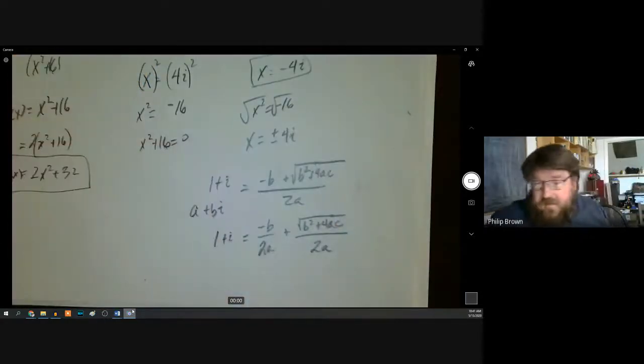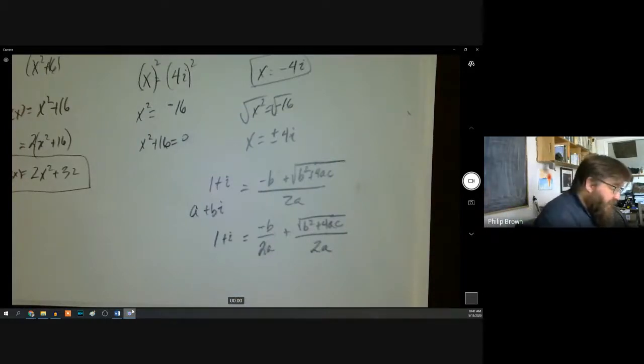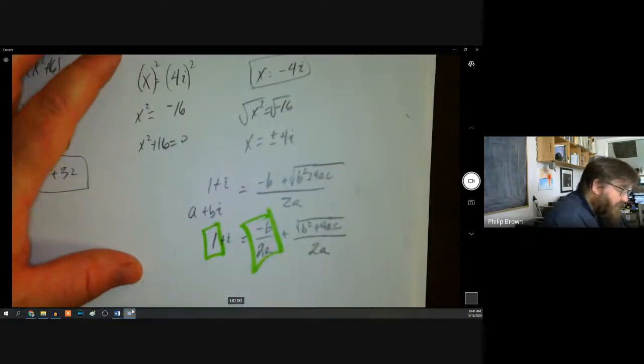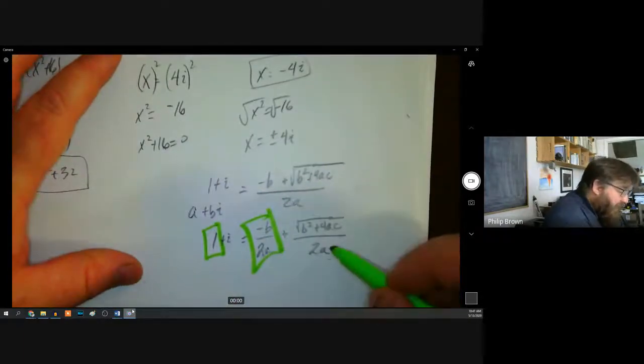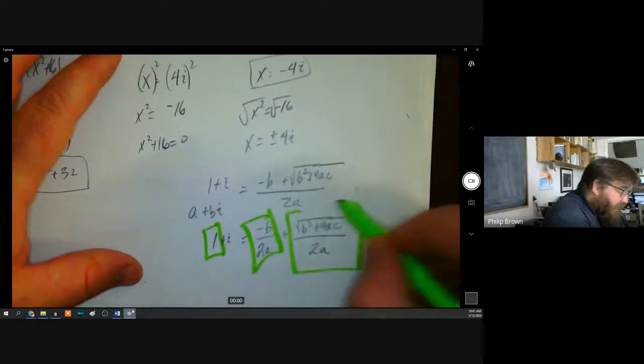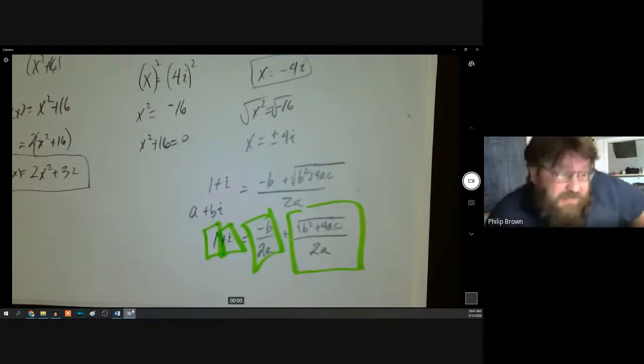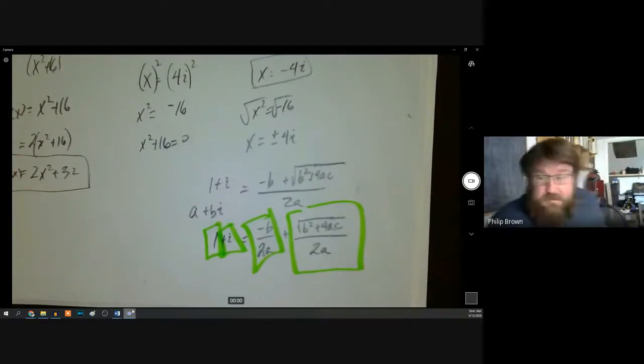One second, Angela, I see your question. Let me finish my thought here. You see these two things have to be equal. This a is the same as that a, and this b has to be the same as that b, and this has to equal i. So you could set up a system of equations maybe. Maybe you can just kind of figure it out. It's up to you.